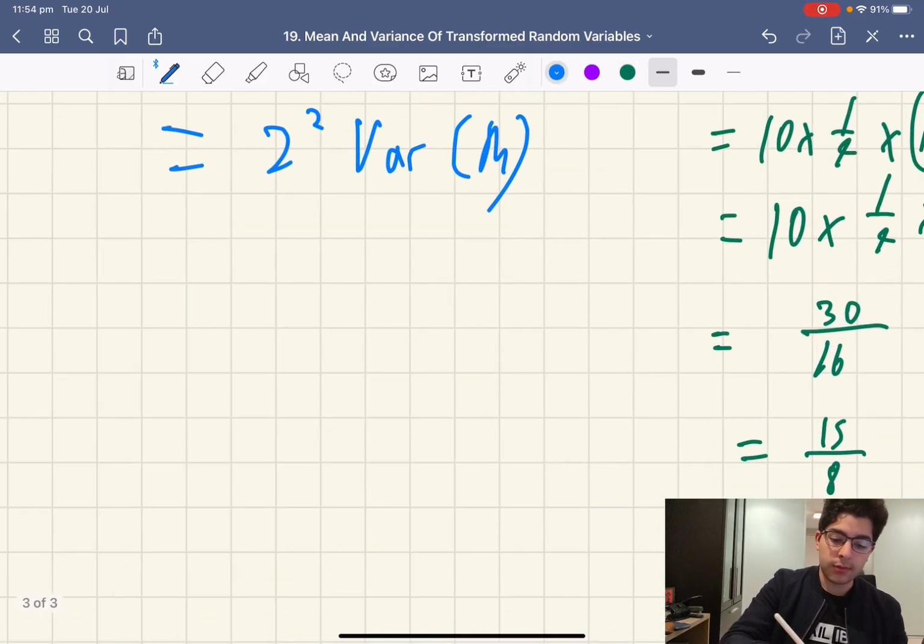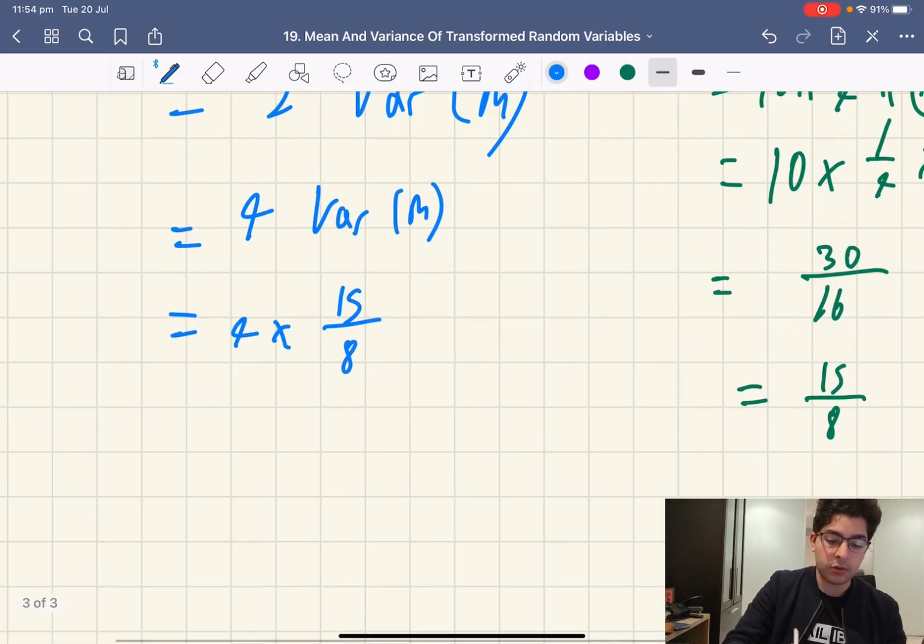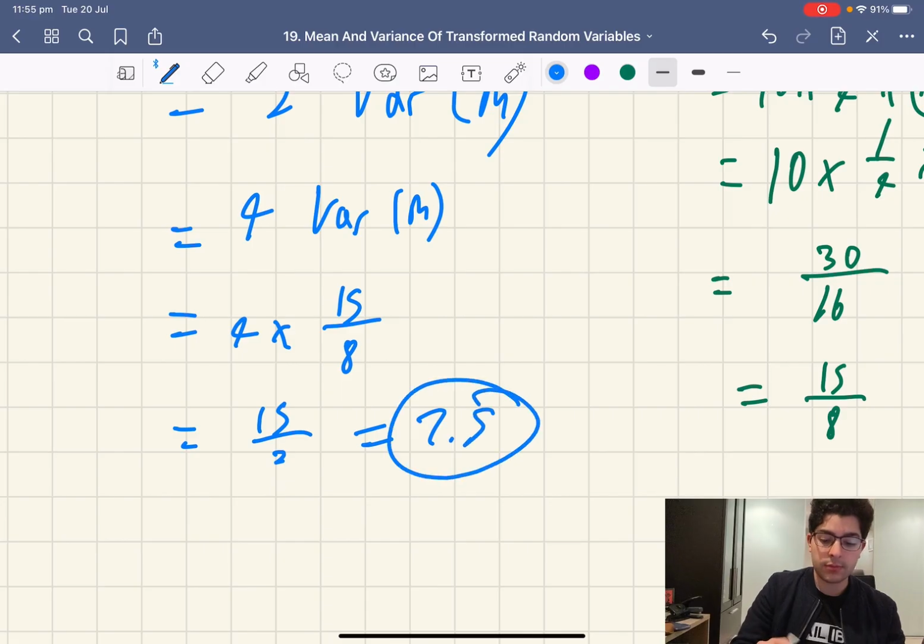So now we just sub that in. That's equal to 2 squared, which is 4, times the variance of M. The variance of M is 15 over 8, so we sub that in. 4 times 15 over 8, and that's going to simplify to 15 over 2, which is the same thing as 7.5.